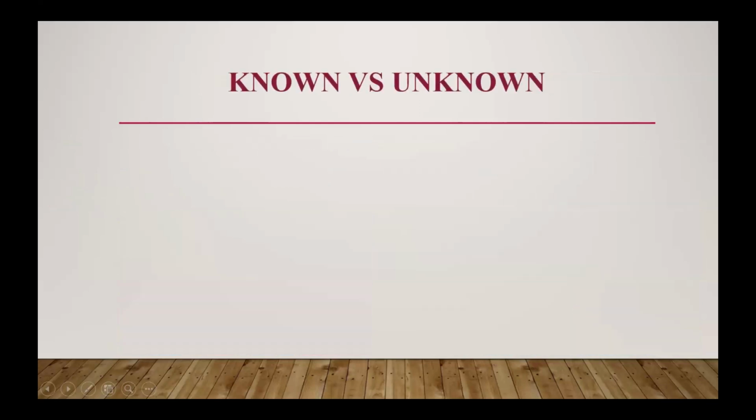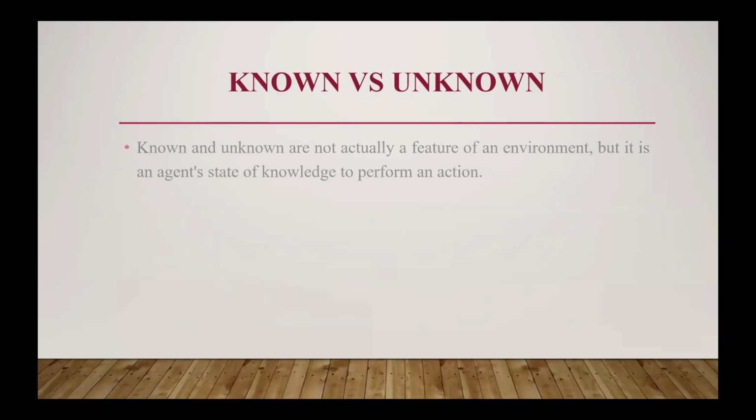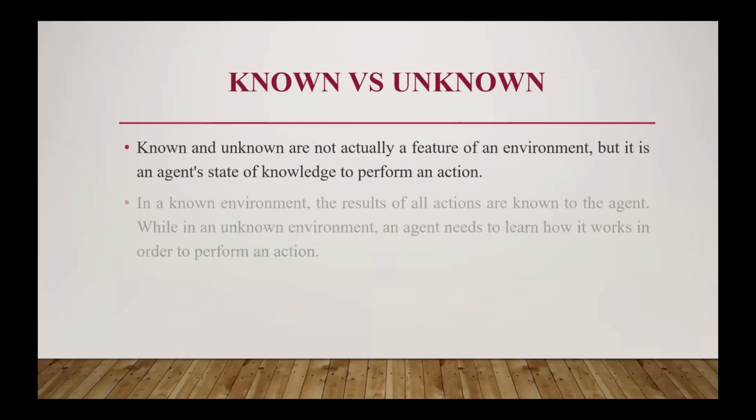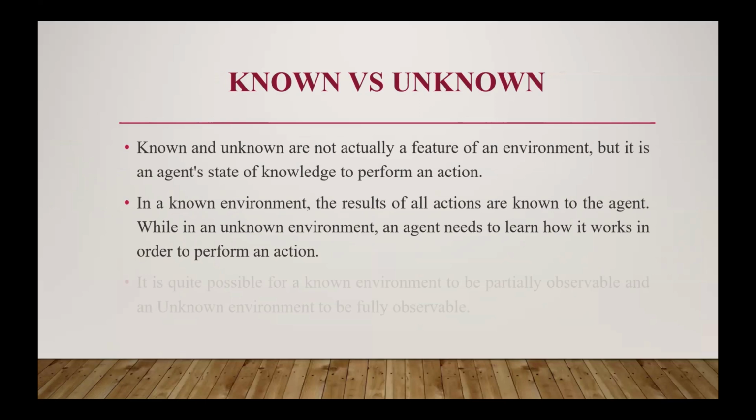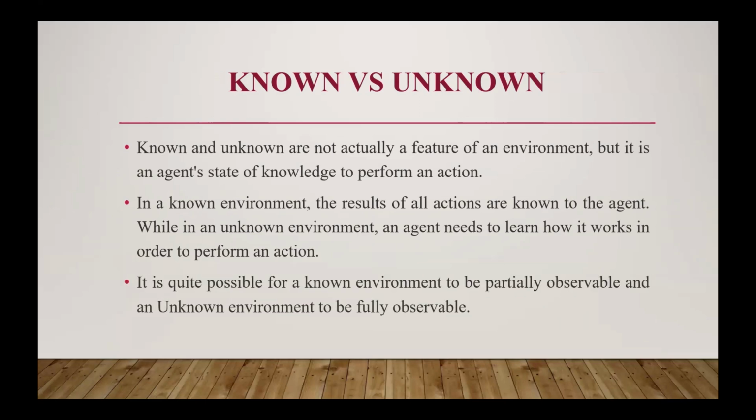Next, the last category is known or unknown. This is not an actual feature of an environment, but the agent's state of knowledge used to perform the action. In a known environment, the results of all actions are known to the agent, while in an unknown environment, the agent needs to learn how it works in order to perform an action. It is quite possible for a known environment to be partially observable, but in the case of an unknown environment, it should be fully observable. Otherwise, it is very difficult for the agent to take the proper action.